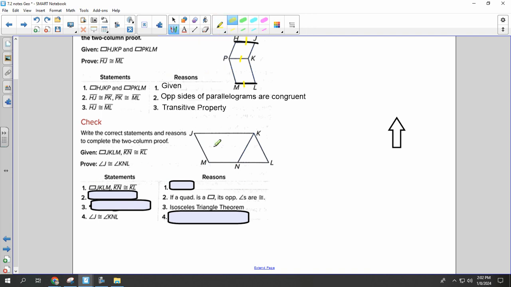All right, so we have parallelogram JKLM, and we have KN congruent to KL. What's it called when we write down the things that we're given? Oh yeah, it's called given. If a quadrilateral is a parallelogram, its opposite angles are congruent.